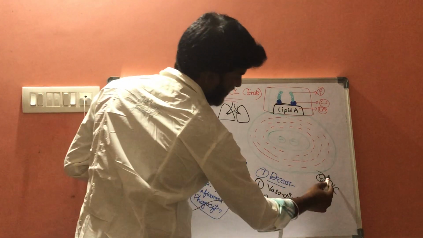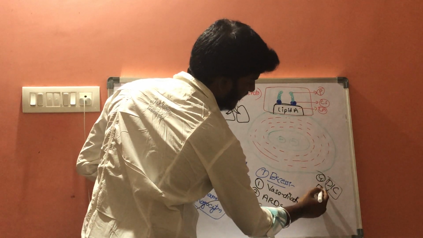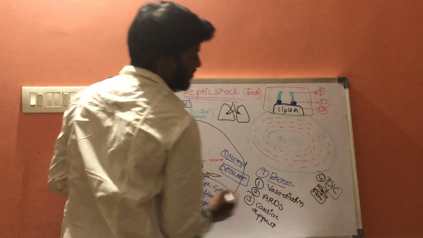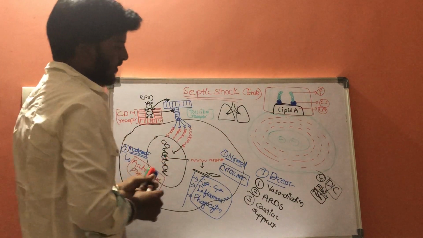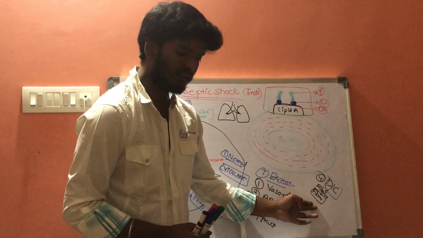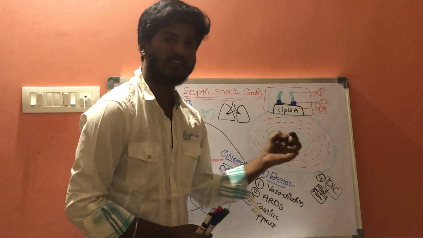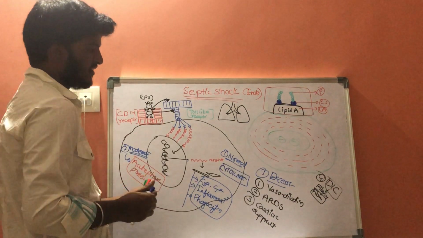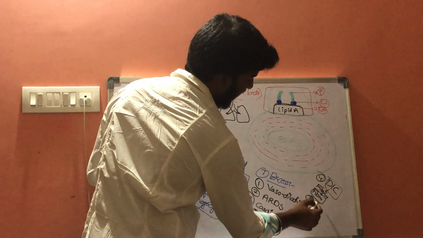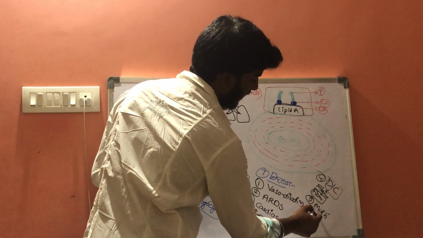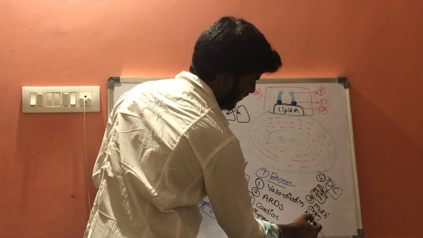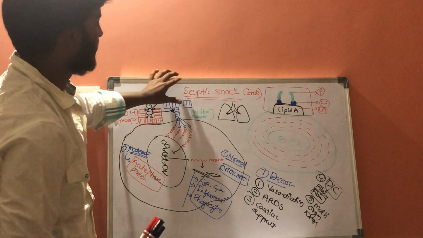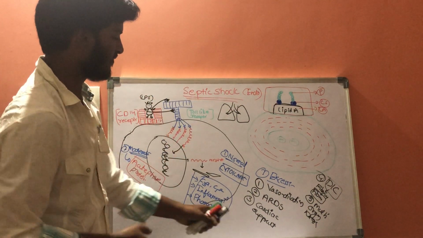Whenever DIC is taking place, it will convert the fibrinogen into fibrin, so there will be more accumulation of fibrin material. Because of accumulation of fibrin material, it results in an anticoagulation mechanism. So this is the fourth mechanism. And the fifth characteristic feature is multi-organ damage.